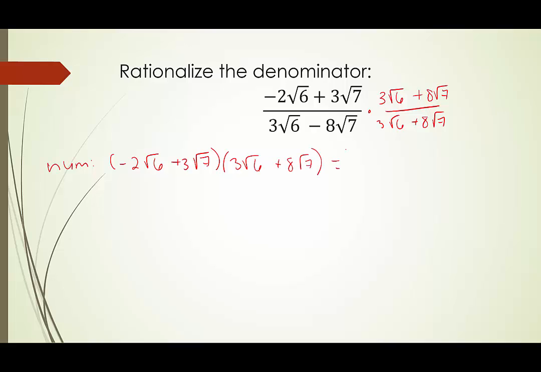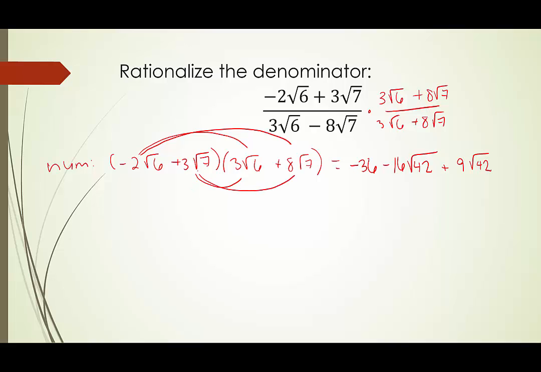Okay, we want to be really careful when we have regular numbers and radicals. So here we have negative 2 root 6 times 3 root 6. Well, negative 2 times 3 is negative 6. Root 6 times root 6 is 6. So it's negative 6 times 6, giving us negative 36. Here we have negative 2 times 8 is negative 16. And root 6 times root 7 is square root of 42. Here we have 3 times 3 is 9. And square root of 7 times the square root of 6 is the square root of 42.